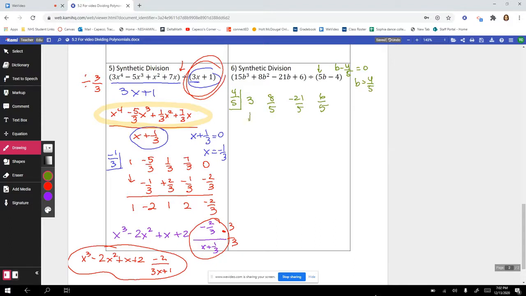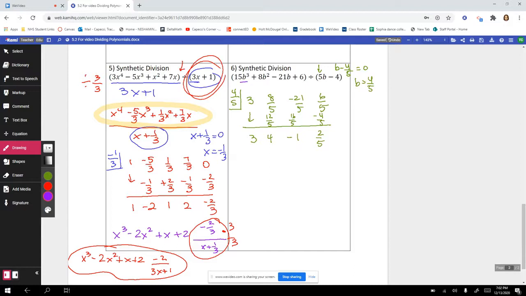All right, so I'm going to start. Bring down that 3. 3 times 4/5 gives me 12/5. I add that to 8/5, and that's 20/5, which gives me 4. Now I have plus 16/5. Add that to negative 21/5, and I get negative 5/5, so that's negative 1. Then I get negative 4/5 here, so I have 2/5 there.